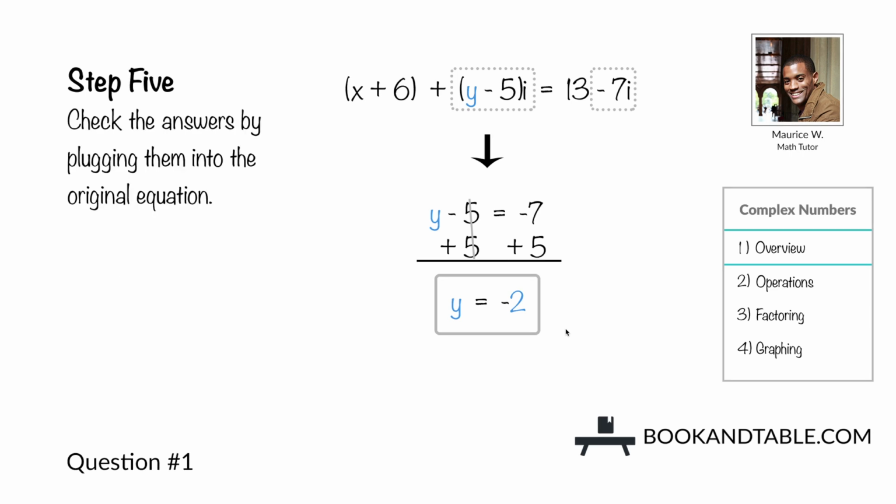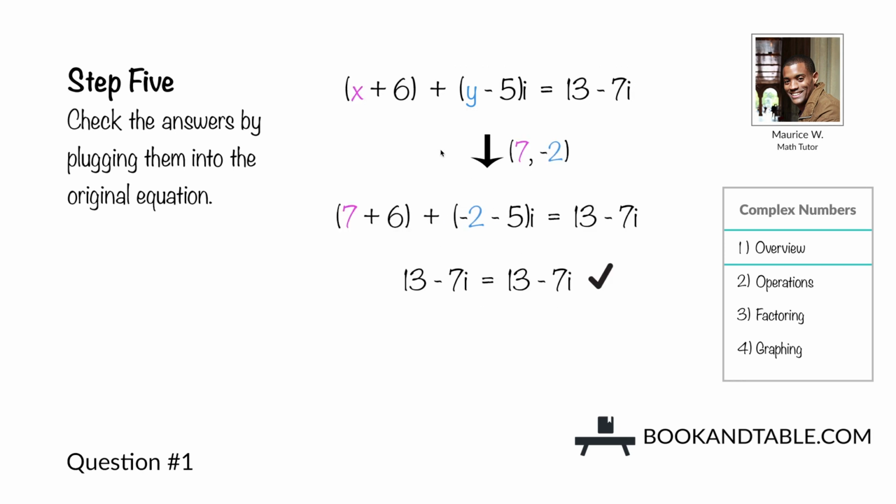So step 5, we could check the answers by plugging them into the original equation. x plus 6 plus y minus 5i is equal to 13 minus 7i. So for x, we plug in 7, giving us 7 plus 6, which would be equal to 13. And that's the same number on the right side, so that checks out.